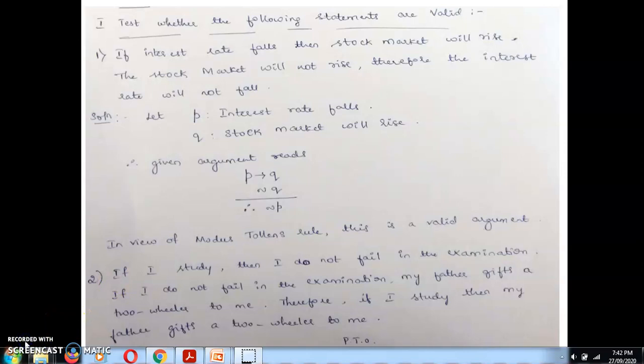We will see examples on these inference rules. First one: if the interest rate falls, then the stock market will rise. The stock market will not rise, therefore the interest rate will not fall. First we need to assign the propositions P and Q for these statements, and only then can we derive whether the compound statement is valid or invalid. Here we have taken propositions P and Q. P is assigned for interest rate falls and Q for stock market will rise.